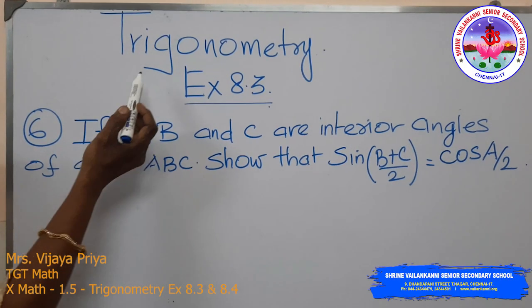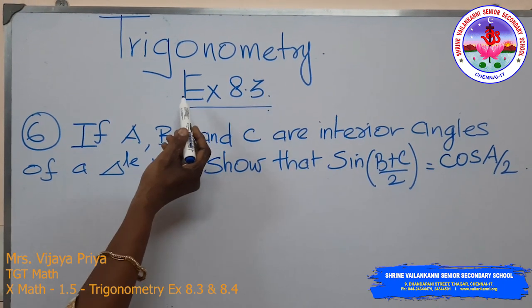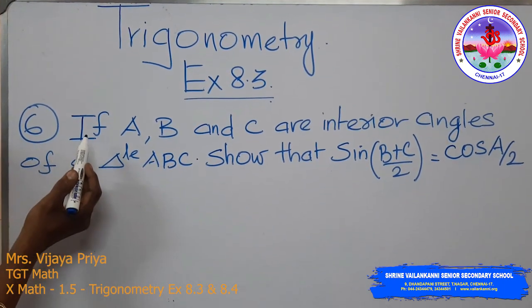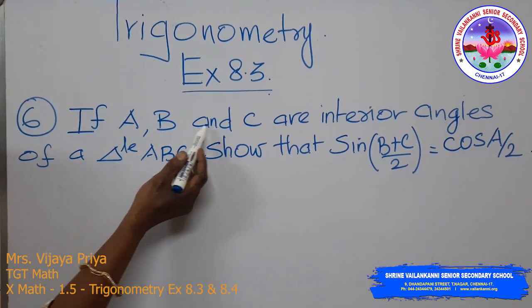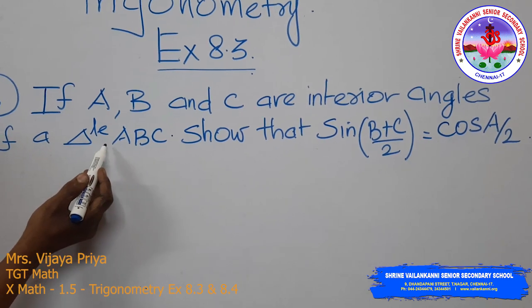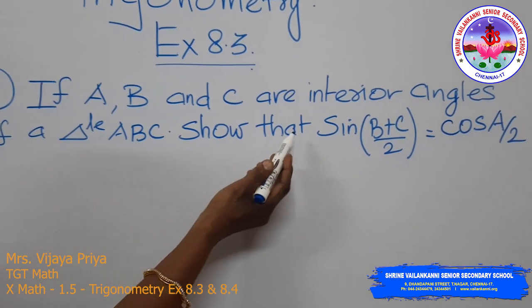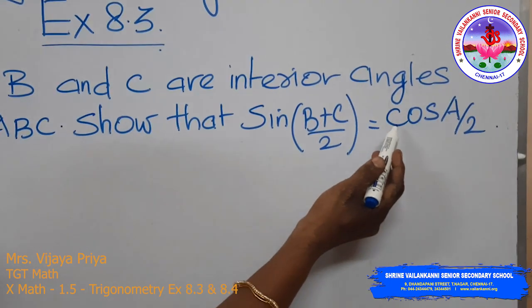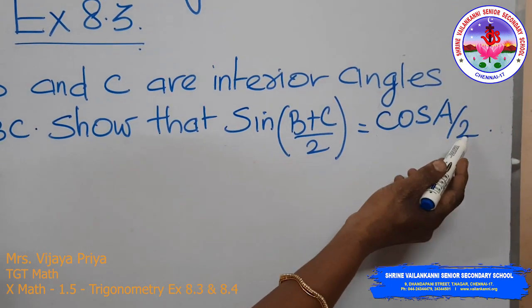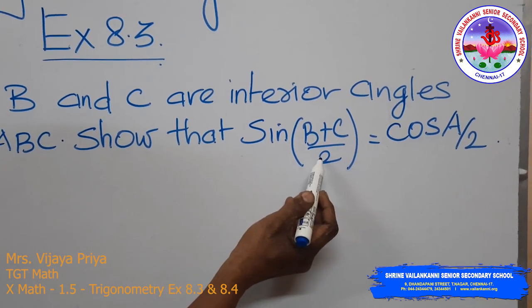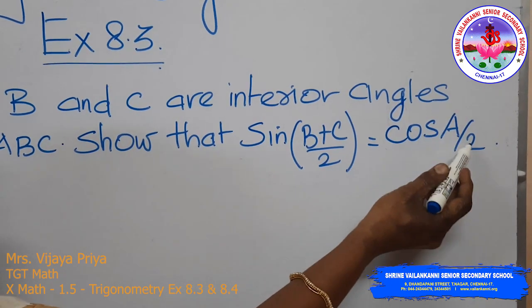Hello students, coming to trigonometric chapter, exercise 8.3, sixth problem. If A, B and C are interior angles of a triangle ABC, show that sine of (B plus C) by 2 is equal to cos of A by 2. So we need to prove that sine of (B plus C) by 2 is equal to cos A by 2.